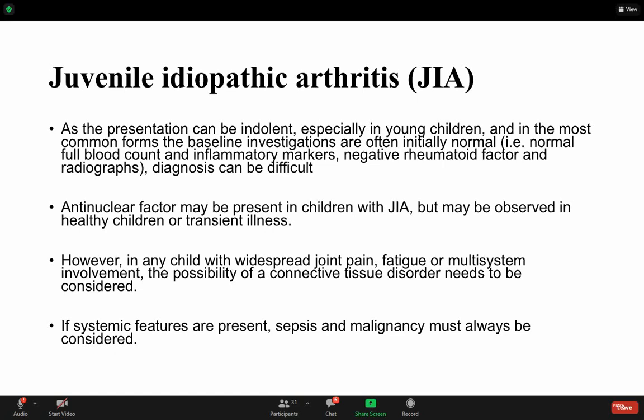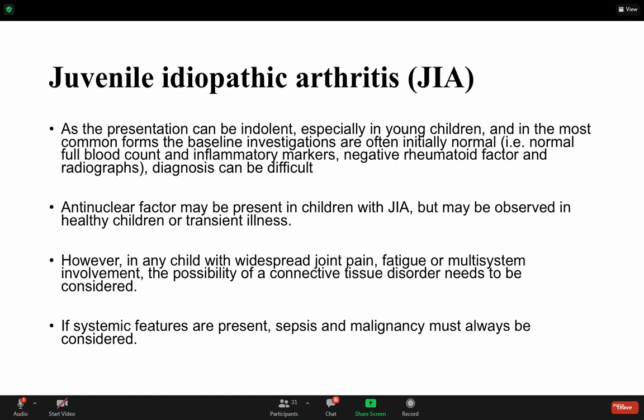فمالك إلا تنتظرهم وتتابعهم. مع الوقت كل هذه الأشياء بتصير abnormal as the inflammation increases. Anti-nuclear factor may be present in children with GIA, but as well can be observed in healthy children or transient illness. فما نقدر نعتمد عليه أيضا.